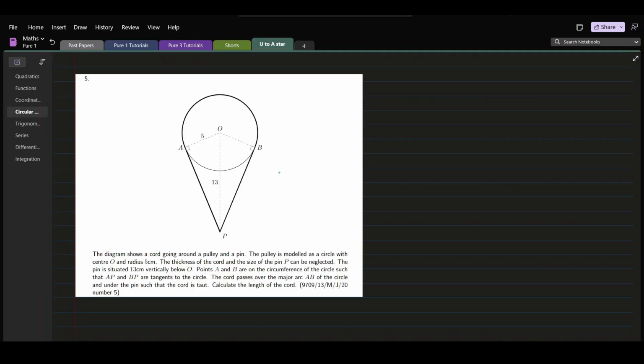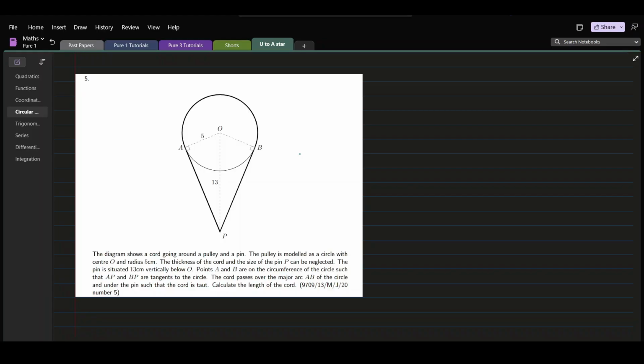The diagram shows a chord going around a pulley and a pin. The pulley is modeled as a circle with center O and radius 5 centimeters. The thickness of the chord and the size of the pin P can be neglected. The pin is situated 13 centimeters vertically below O. Points A and B are on the circumference of the circle, such that AP and BP are tangents to the circle. The chord passes over the major arc AB of the circle and under the pin such that the chord is taut. Calculate the length of the chord.